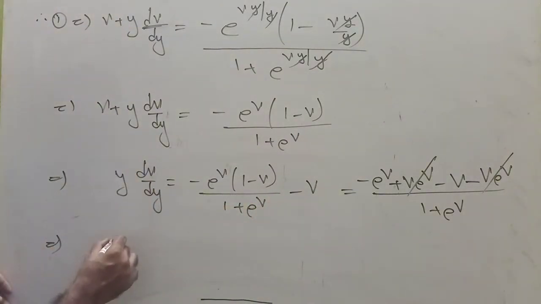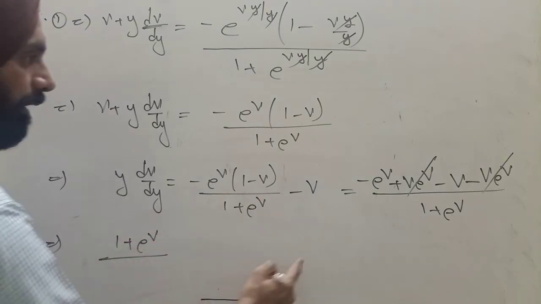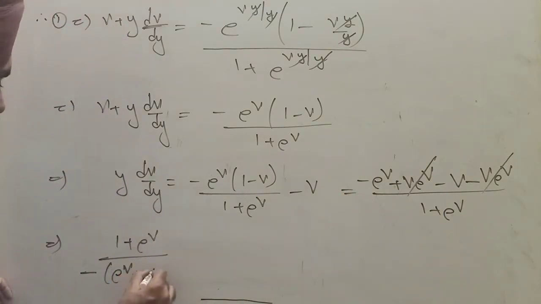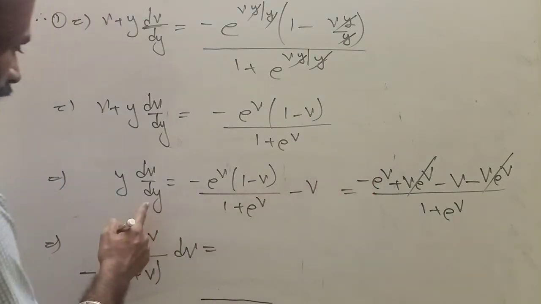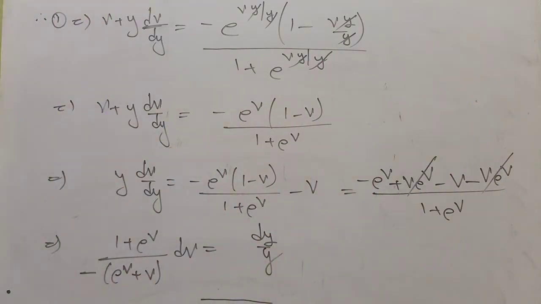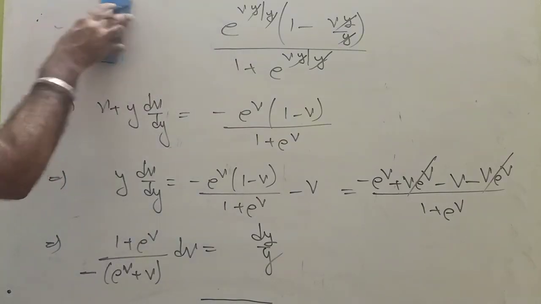1 plus e raised to v divided by minus common e raised to v plus v, dv, and in the right hand side there is dy over y, cross multiplying, dy over y. Now variables get separated. Now integrating both sides.